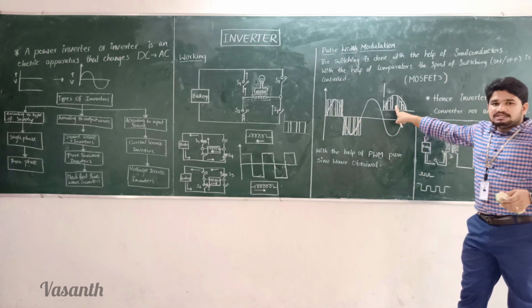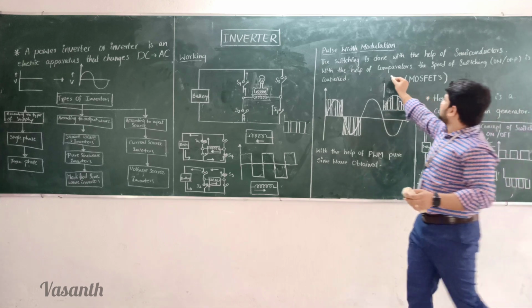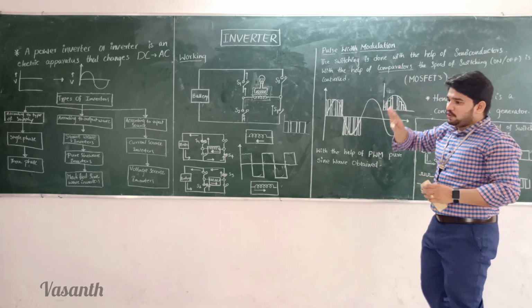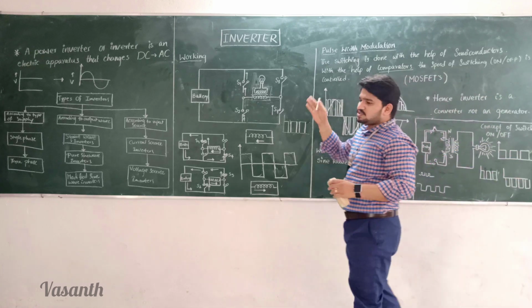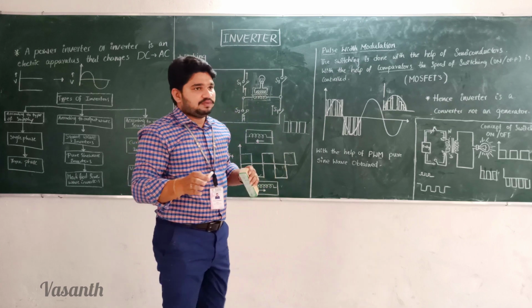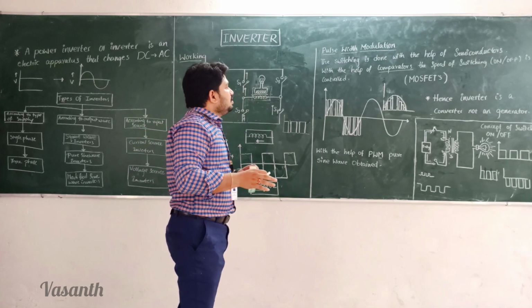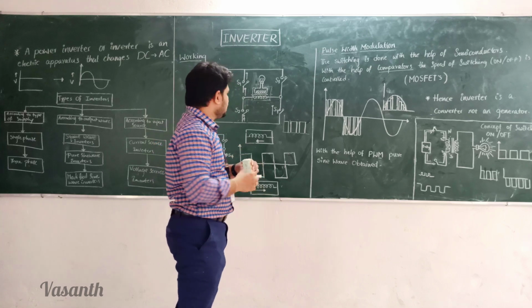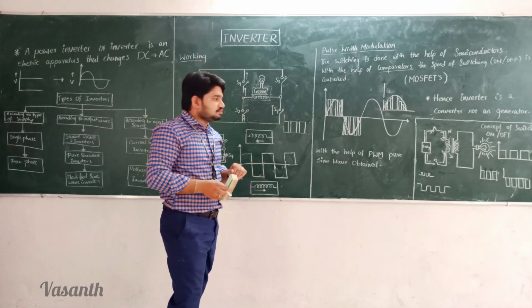This modification is done with the help of comparators. These comparators will allow the MOSFETs or the transistors or the semiconductors which are doing the switching on and off. They compare the result with the input voltage and allow the switching.